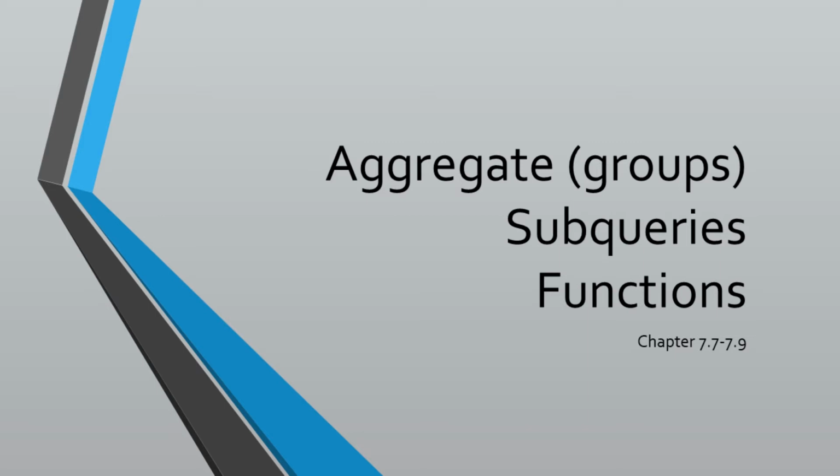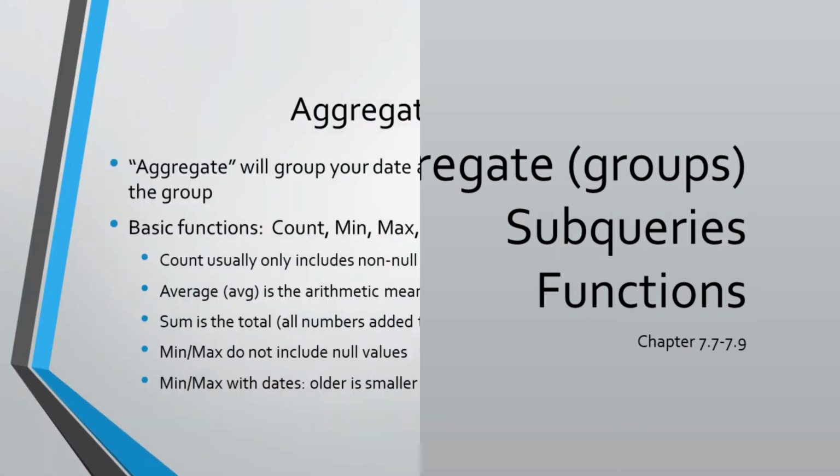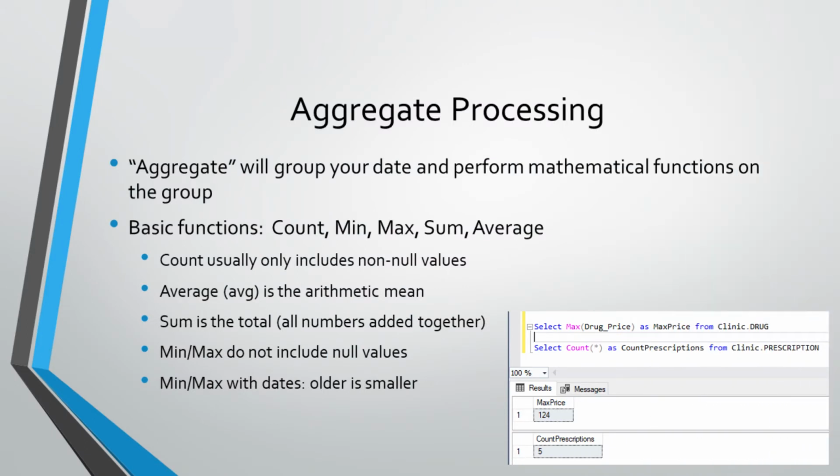So let's get started. The first thing we're going to talk about is called aggregate processing. Aggregating your data, you'll be able to group it into subgroups and then perform mathematical functions on that group. The easy way to do this is to actually show you what it means. So the basic aggregate functions that we use are count, min, max, sum, and average.